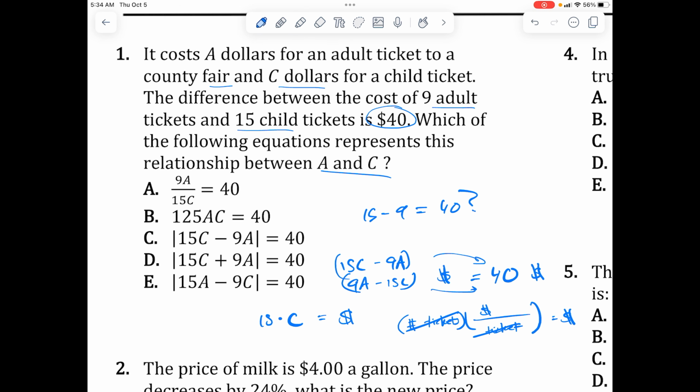The reason you see absolute value in some of these answer options is because you don't know which one is more. So we just take the absolute value in this case to specify that we want to get a positive number. That's the difference that we're looking for. But you have to make sure that you are matching the C's and A's up correctly with their corresponding number. In this case, it'd be 15C minus 9A because there's 9 adult, 15C. All right, that's how you do this one.